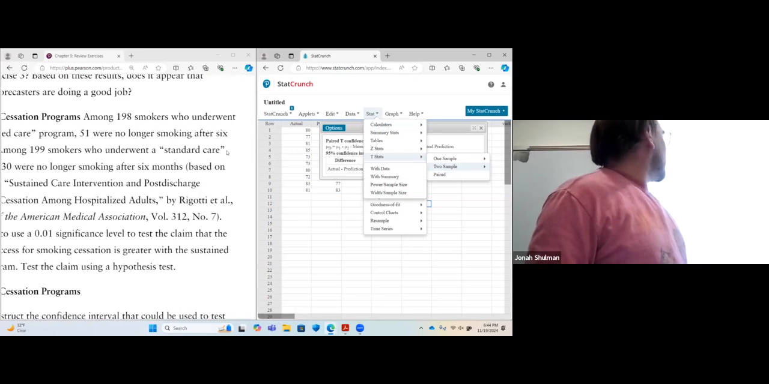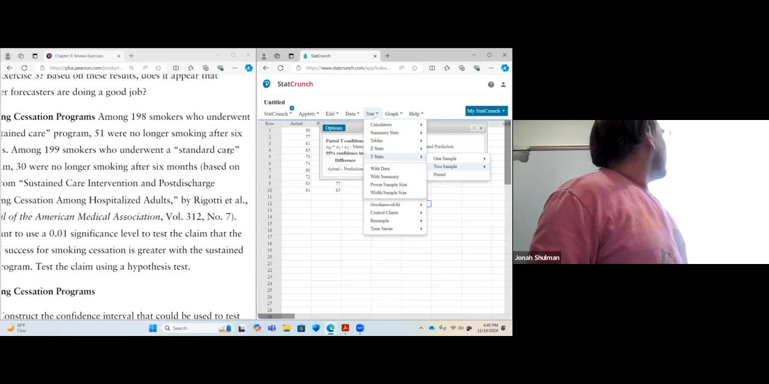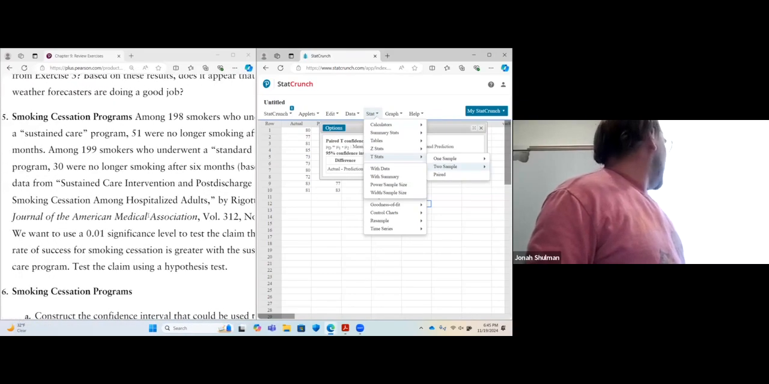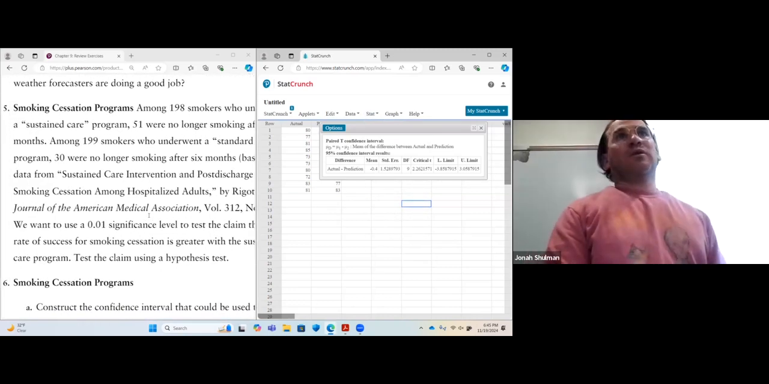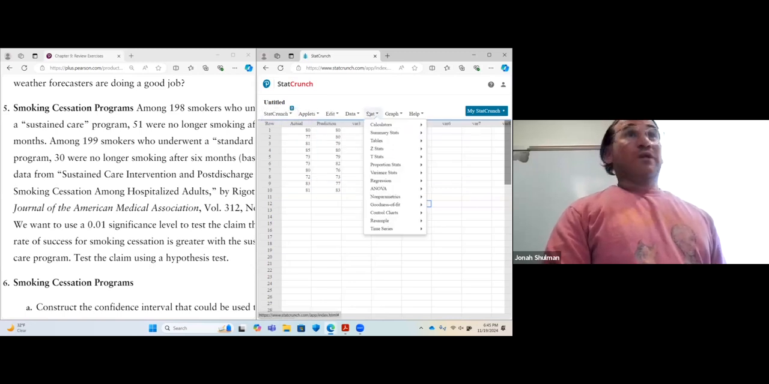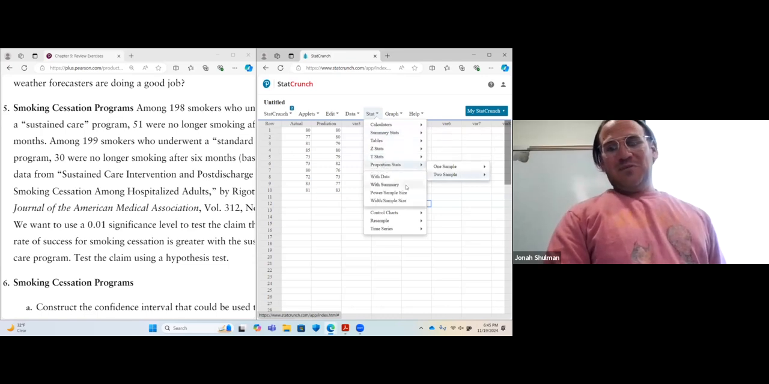Are you sure? We have the ones that weren't smoking in the total. You don't have any means. 51 smoking, 199, 30 smoking. Do I have any means? I don't have any means, so this is another probability. Good call. I almost picked the wrong test. When I clicked on it and saw I had no means there, I would have got there too. I hope I would have figured it out. So we're talking two sample with summary.